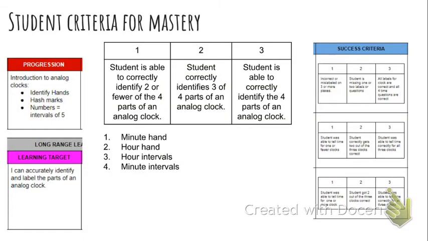Okay, so for example, in our time standard, we need to be able to just know what an analog clock is. And so we're trying to do an introduction to an analog clock. It's pretty much a review, okay? And so our learning target that we created was that as a student, I can accurately identify and label the parts of an analog clock. So they need to be able to identify them and label them, right?